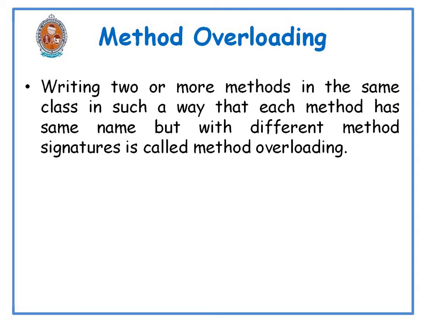Method overloading is an example of compile-time polymorphism. In method overloading, the compiler comes to know which method is called by the user at the time of compilation only. That is why it is known as compile-time polymorphism. Here the method signature is nothing but the method name along with the parameters. So in method overloading, the JVM knows which method is called by the user based on the parameters we are passing.